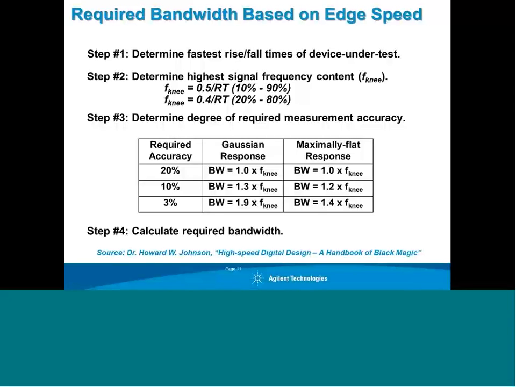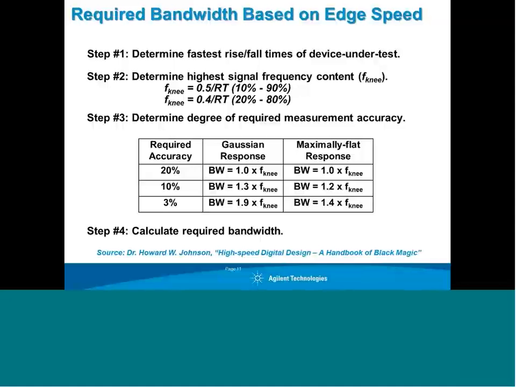From that, you can determine the highest signal frequency content, and this is a frequency we call FkNee. Now, this comes from some formulas developed by Dr. Howard Johnson, who has written a very popular book called High-Speed Digital Design, a Handbook of Black Magic. If you look at a fast rising edge and you run an FFT on it, you'll find there's a knee in the frequency response where frequencies beyond the knee point fall off sharply and have less significance in determining the reconstruction of that signal. So that's what we call FKnee.